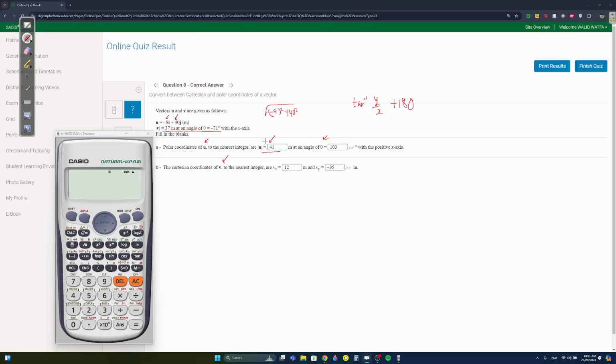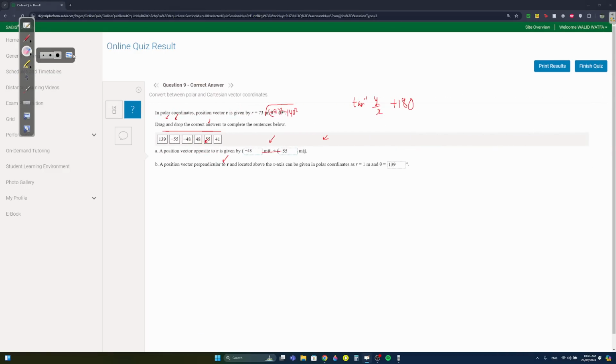If you do it by hand, you have to do magnitude times cosine theta for the x component, and the magnitude times sine theta for the y component. So 37, I'll do the x component fast. 37 cosine negative 71, you get 12. And if you do 37 sine negative 71, you get negative 35.